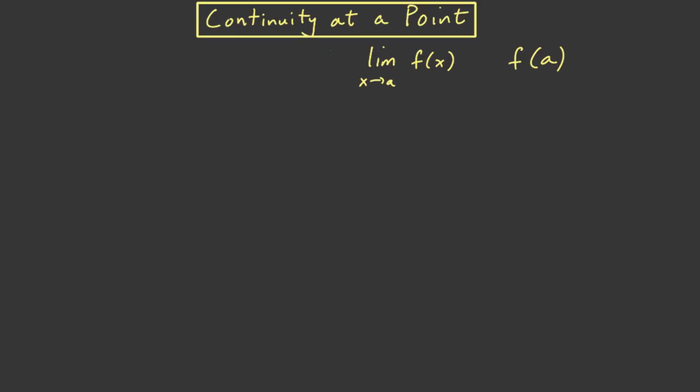So hopefully you remember that the limit of a function as x approaches a point and the value of the function at the point don't have to be equal, but they could be equal. So we're going to give a name to the situation in which they happen to be equal. We're going to say that our function is continuous at the point x equals a if the limit of f of x as x approaches a equals f of a itself.